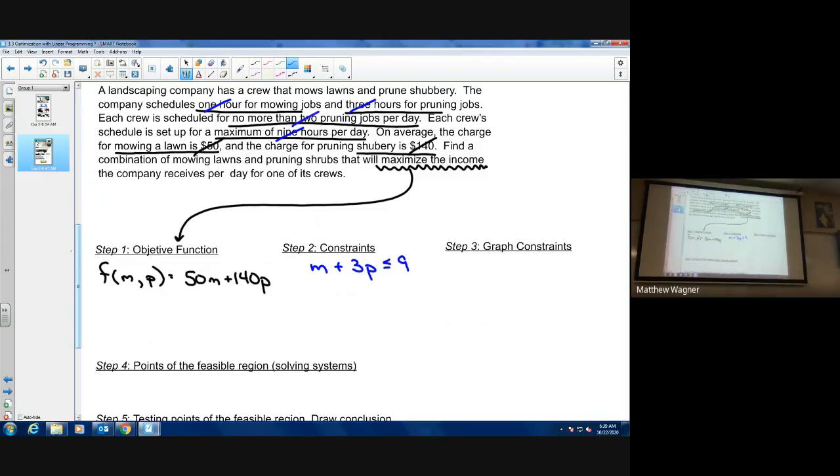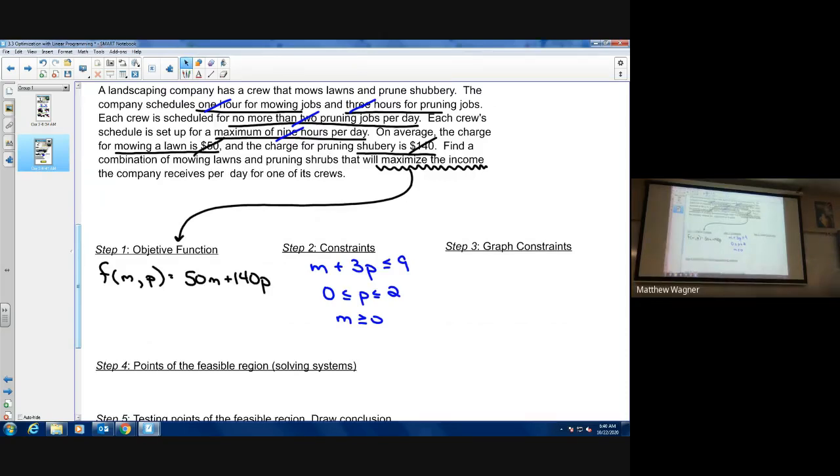Another limitation here, it looks like we can do no more than 2 pruning jobs per day. That means pruning must be between 0 and 2. Okay. And then the last constraint we want to kind of put into place is implied in the problem, but we want to make sure our M is greater than or equal to 0. Okay, we can't have a negative number of mowing jobs. That's not going to make sense. Okay, then from here, we're going to graph our constraints.